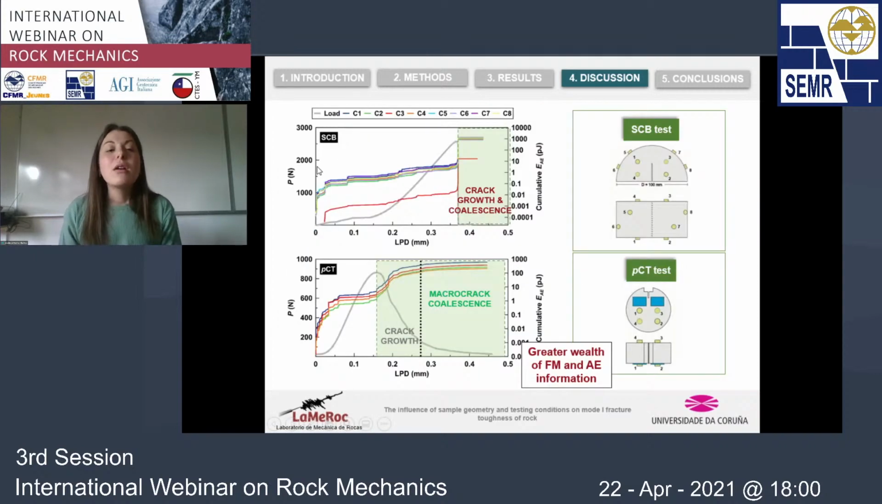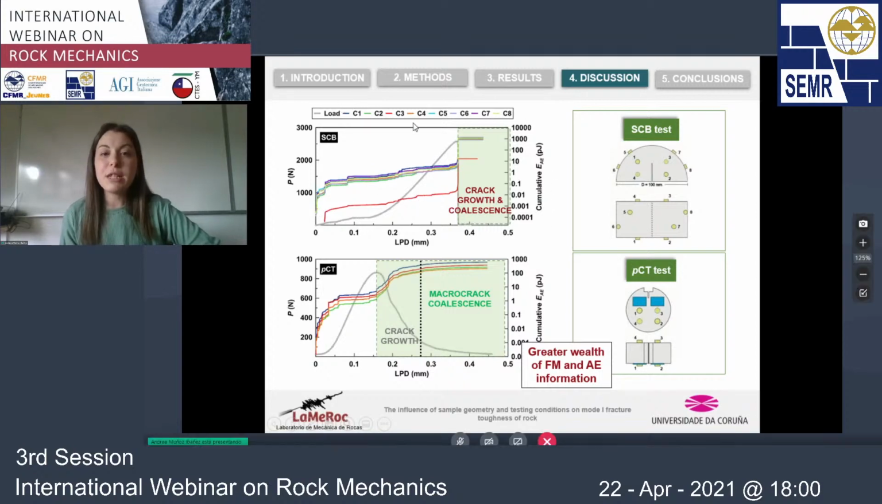These are a couple of examples of the experiments. We have the loading curve in gray color for both experiments, and we are plotting with different colors the acoustic emission energy recorded during the experiments, and each color represents one of the channels that we have used. In the case of the SCV, we observed that after the peak load, there is a huge release of energy, and then we don't have control on the propagation of the crack, so we cannot distinguish between the crack growth and crack coalescence.